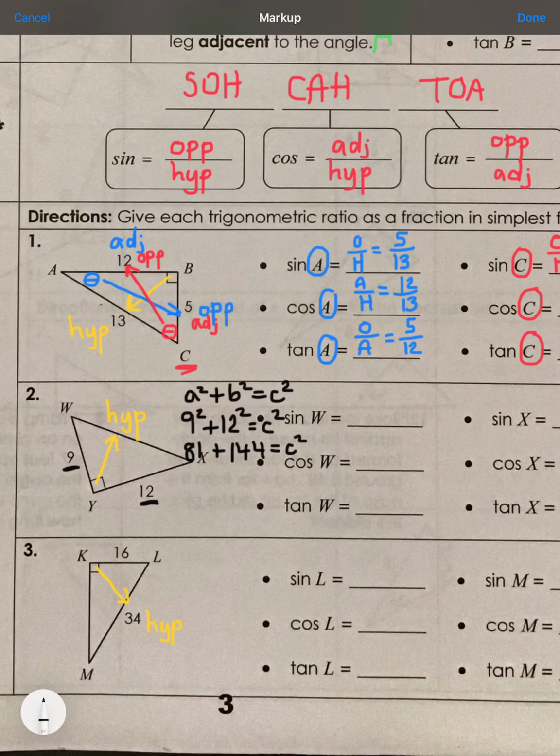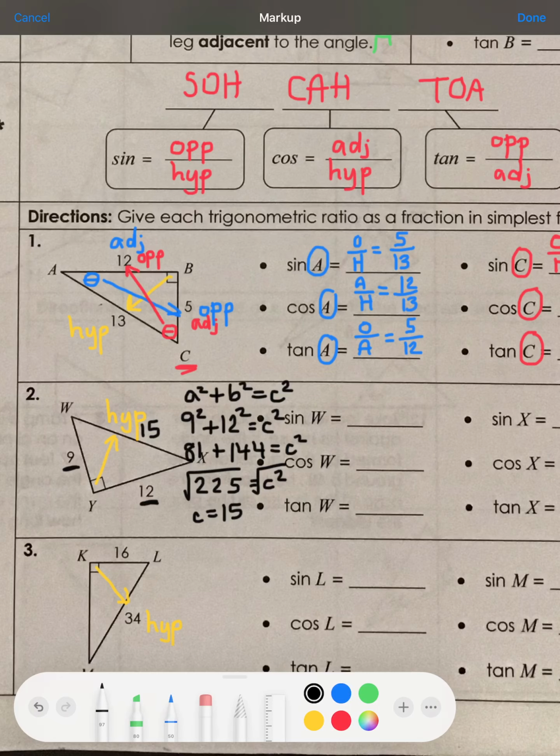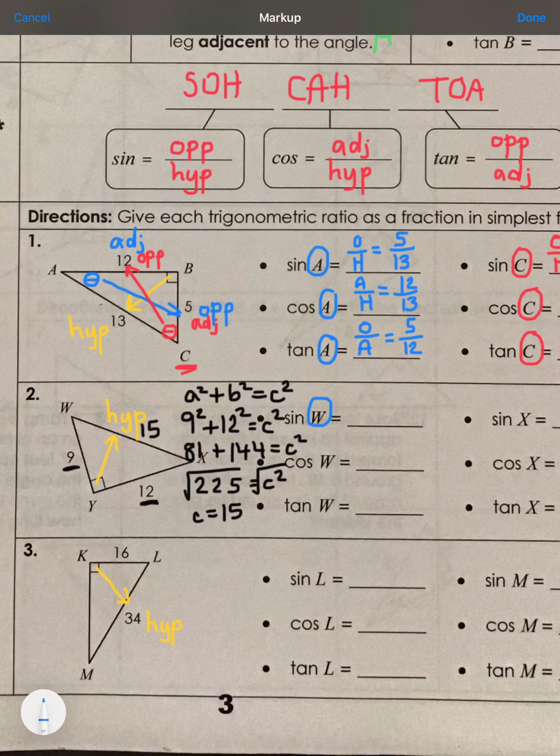So we're going to fill in 9 squared plus 12 squared equals C squared. That's 81 plus 144 equals C squared. 81 plus 144 is 225. And since it's squared, we need to take the square root. That means C is equal to 15. My hypotenuse is 15.